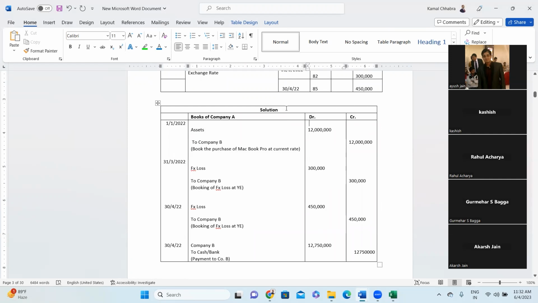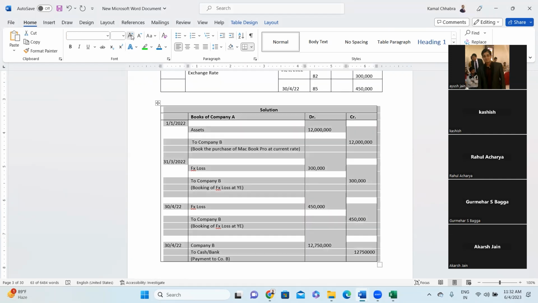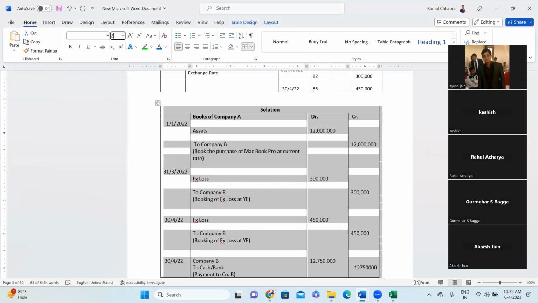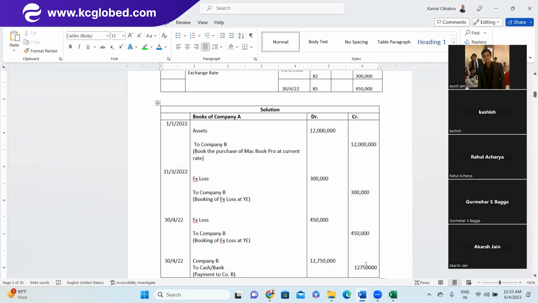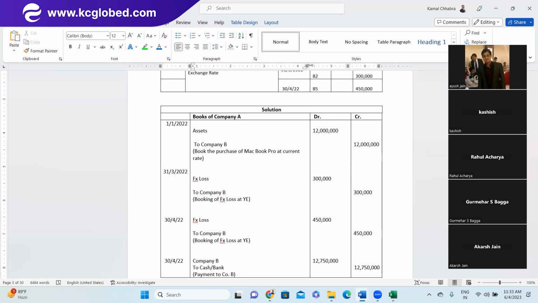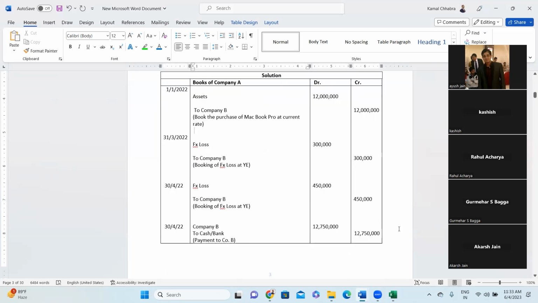Is it comfortable? सर एक बार लास्ट वाला बता दे, वो लास्ट वाली जो एंट्री कंपनी बी टू कैश 1275 वाली। No, this is final payment. ओके, सर ये अमाउंट कहाँ से आया? अच्छा प्रॉफिट एंड लॉस। No, this is in total of this $12 million plus 300,000, 450,000. Total will be $12,750,000. Got it.